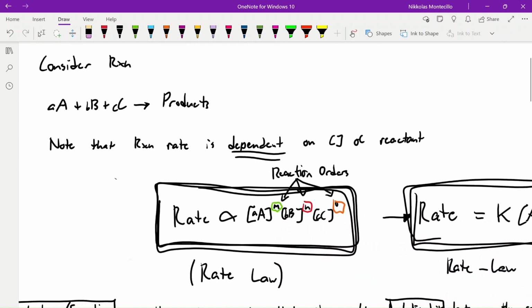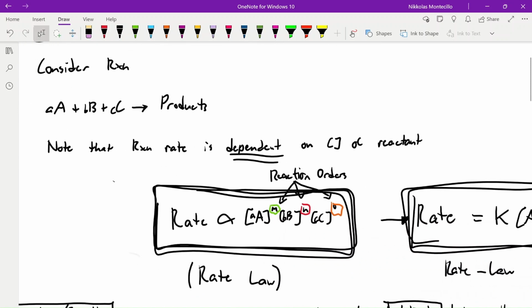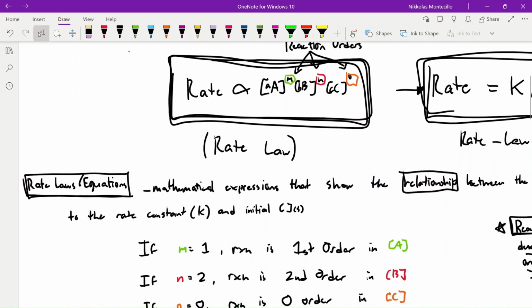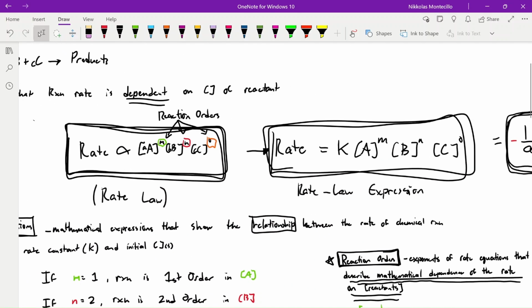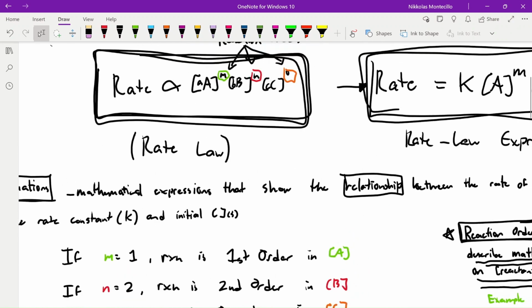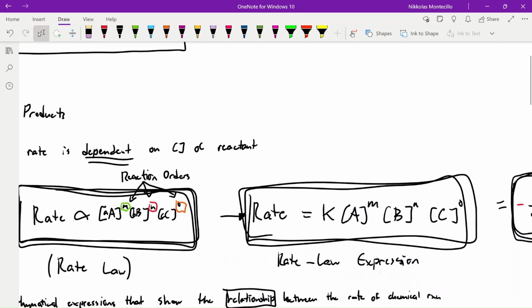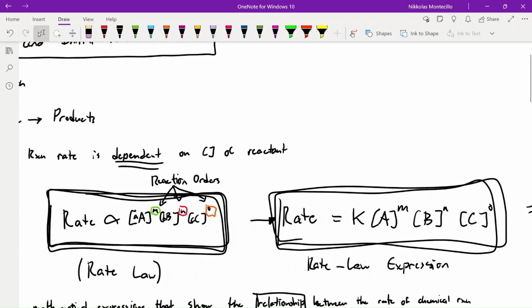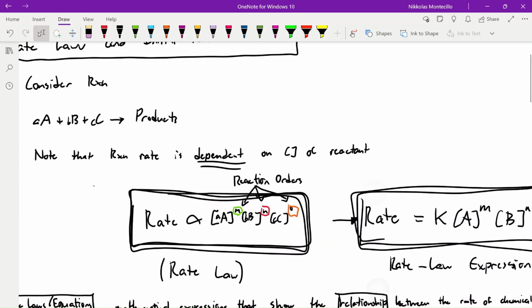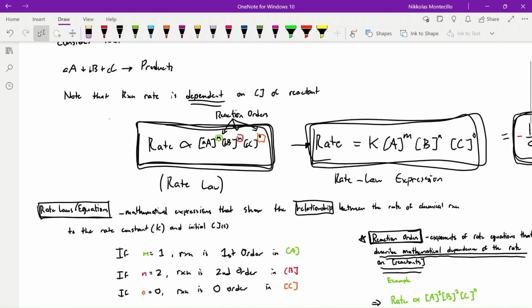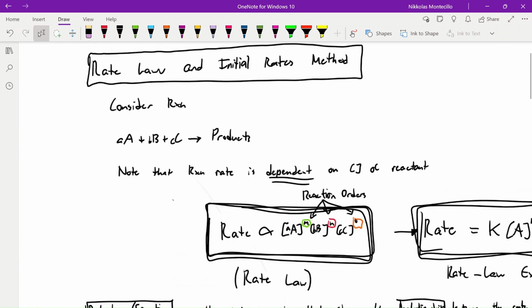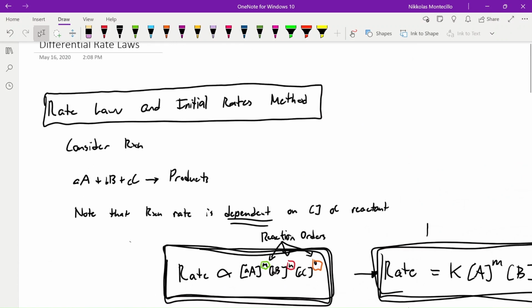We can express these in the form of a rate law, where rate equals K, which is the rate constant, times the concentration of A to the power of M times the concentration of B to the power of N, and times the concentration of C to the power of O. This is just the rate law. This is the rate law expression, which essentially represents this reaction here.